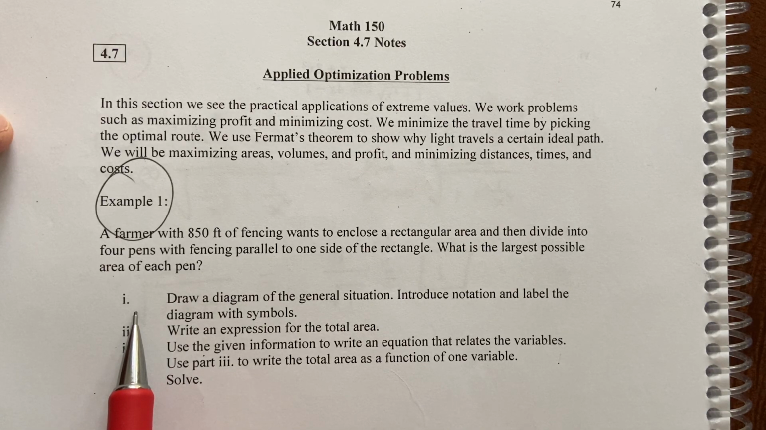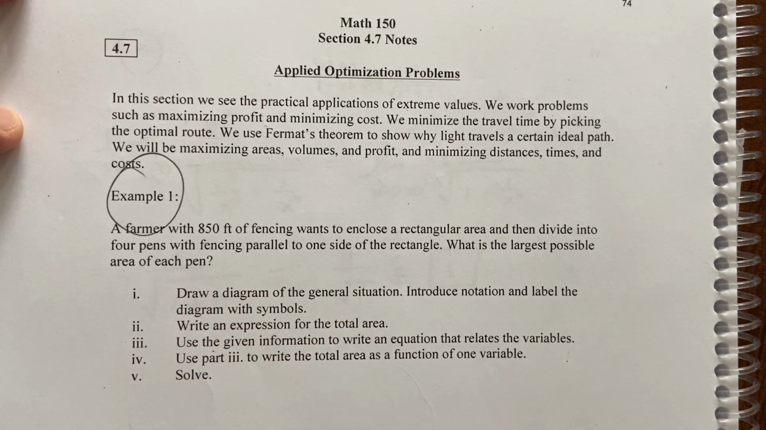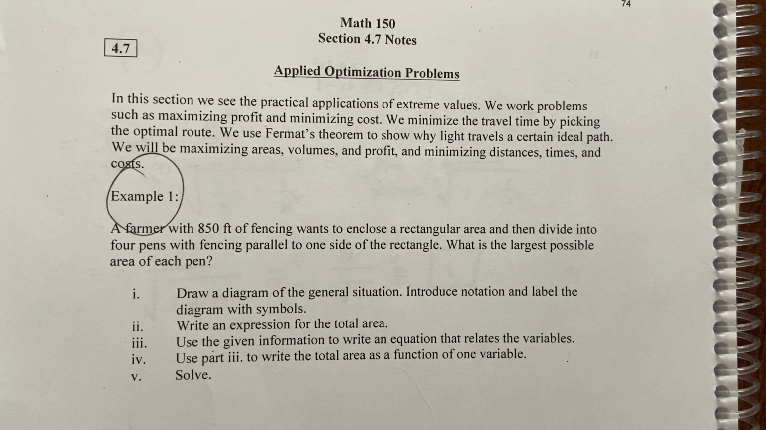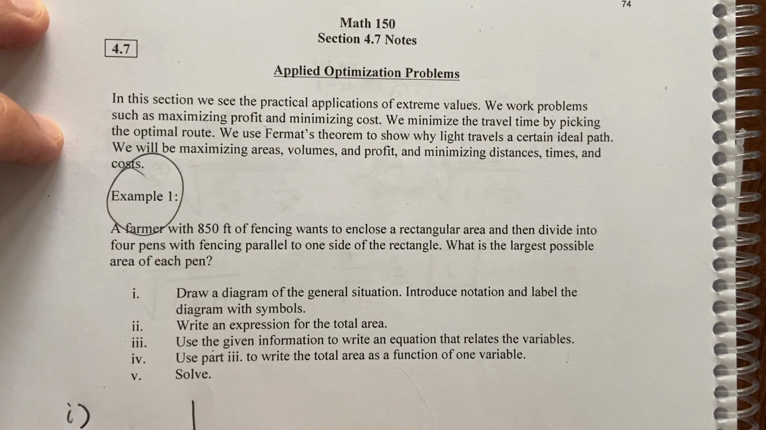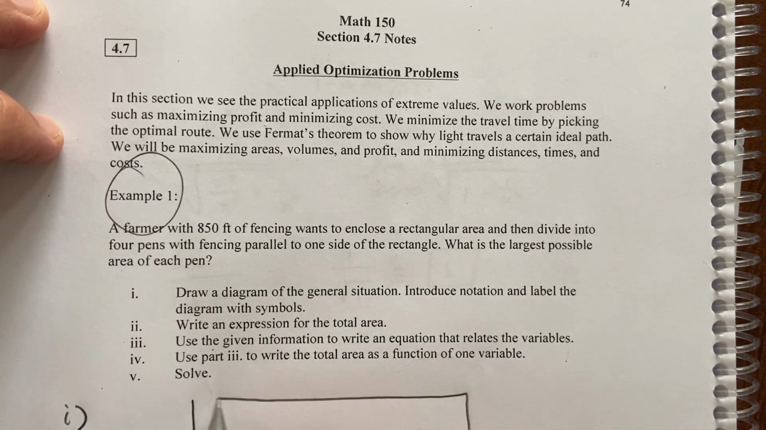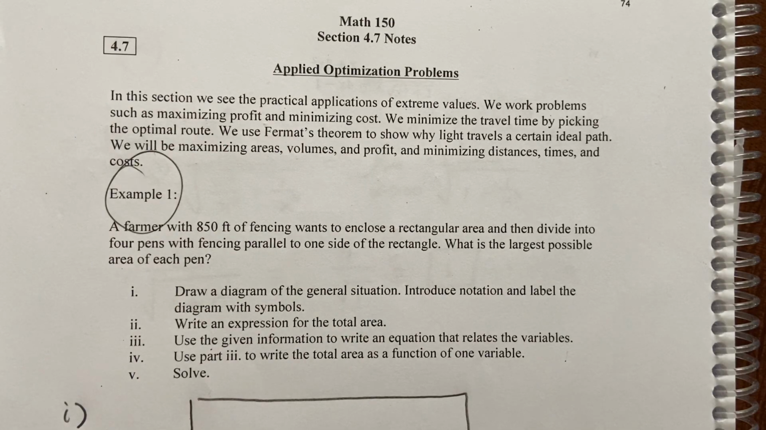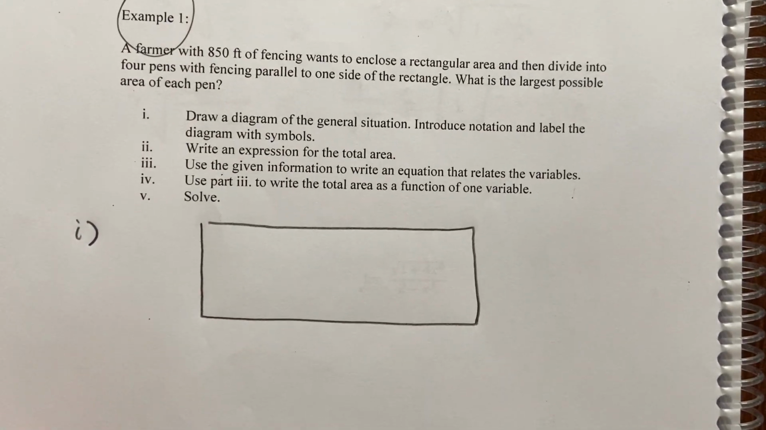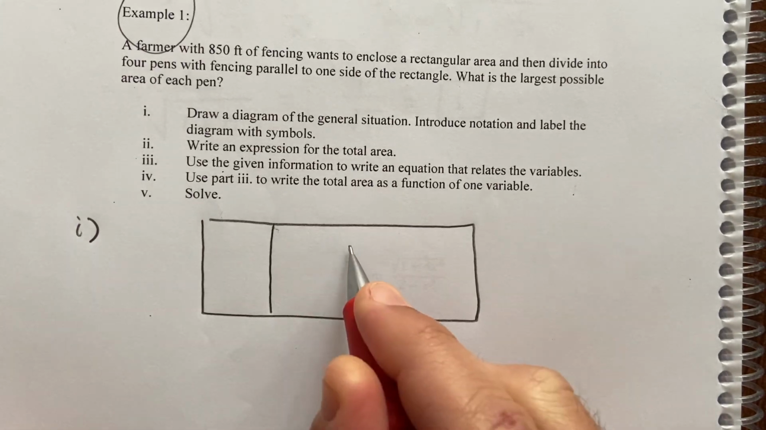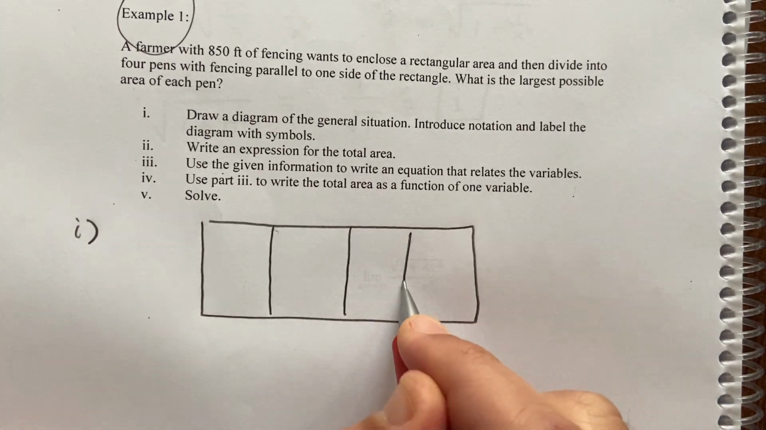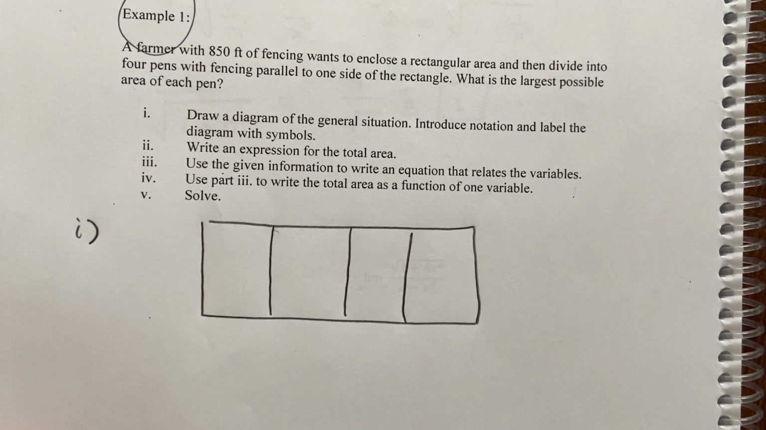So yeah, step 1 says draw a diagram of the general situation. It says introduce notation and label the diagram with symbols. So we have this rectangle, and then the problem said within this rectangle, the farmer wants to construct 4 pens. So I'll just kind of sketch some, not a perfect sketch, but that's okay.